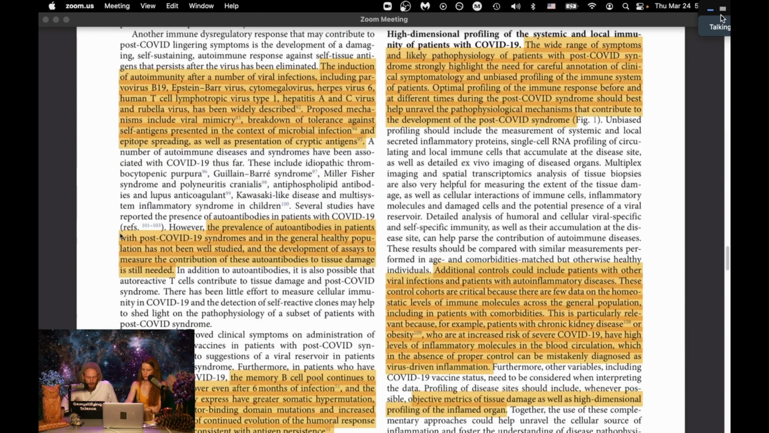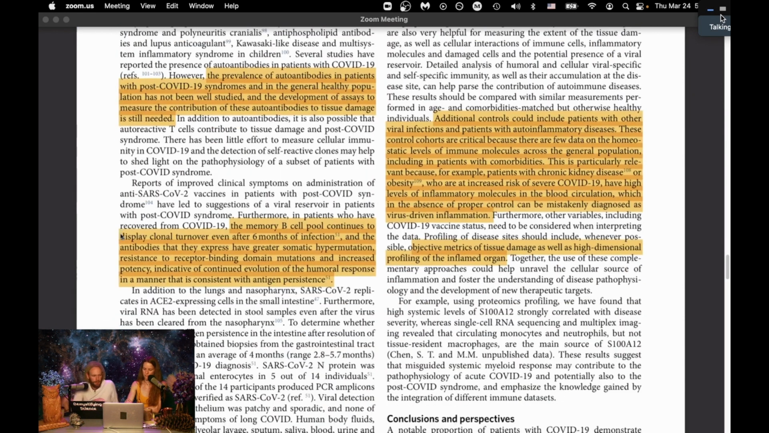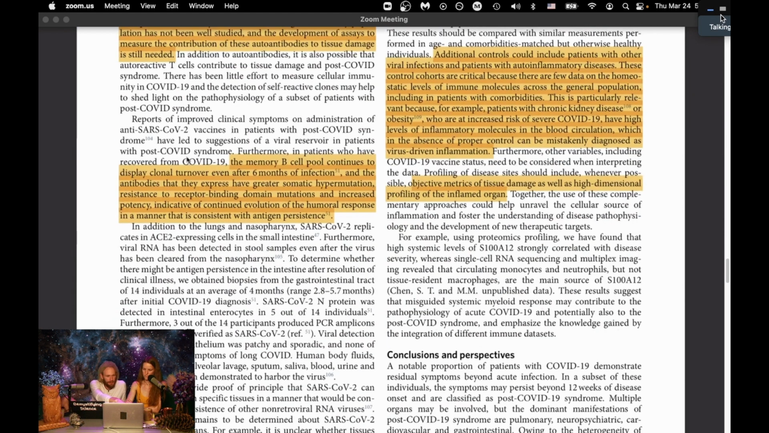I'm on page, I'm about midway through page 199. I see. Second paragraph down here. Reports of, yeah, you highlighted it too.